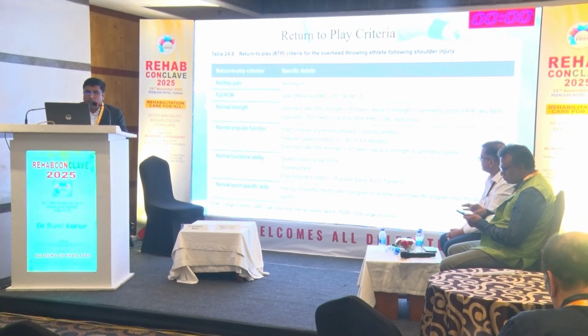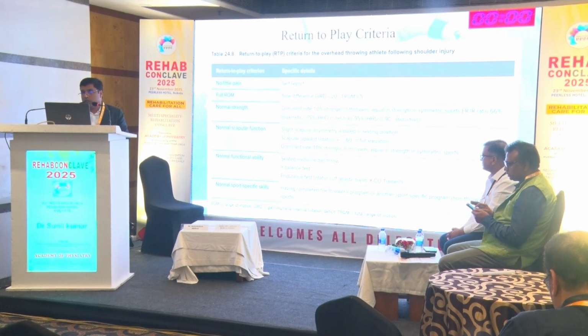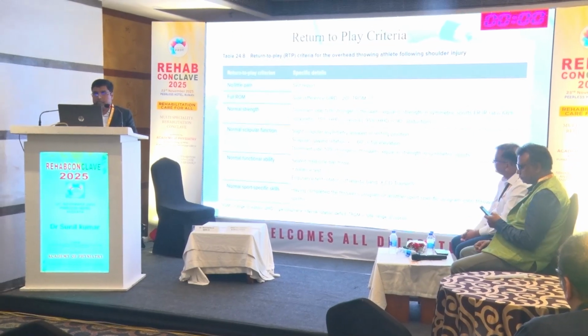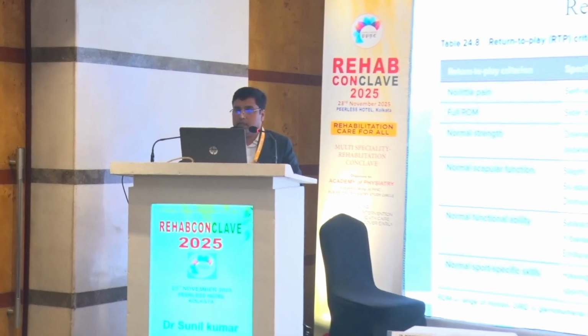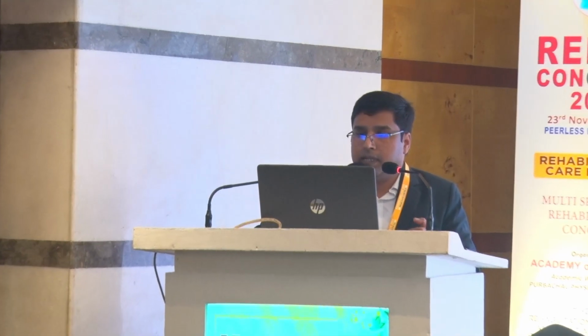If full range of motion and side difference of glenohumeral internal rotation deficit is less than 20 degrees and total range of motion deficit is less than 5 degrees, then normal strength: dominant side 10% stronger in throwers, equal to the other side in symmetric sports, ER by IR ratio 66%. Then we can go with 75% in the handheld dynamometer if power is 75% in neutral position and 95% in 90 degrees abduction.